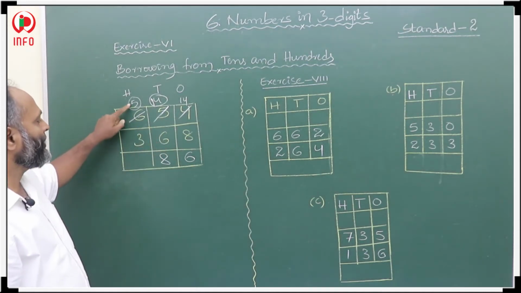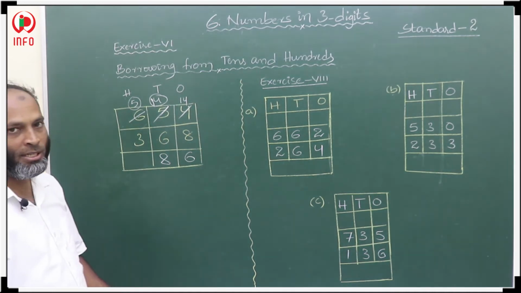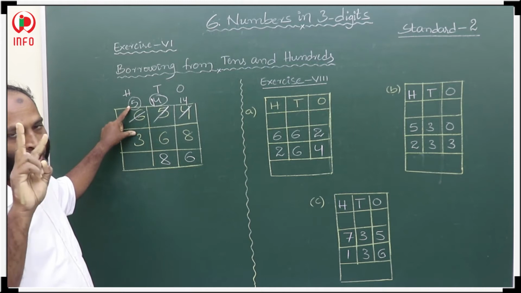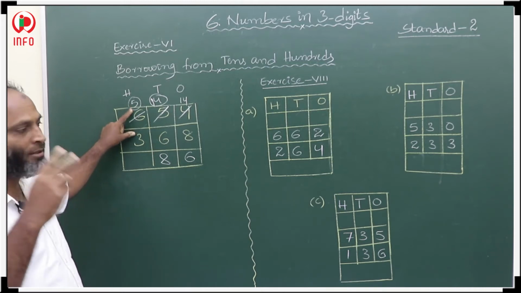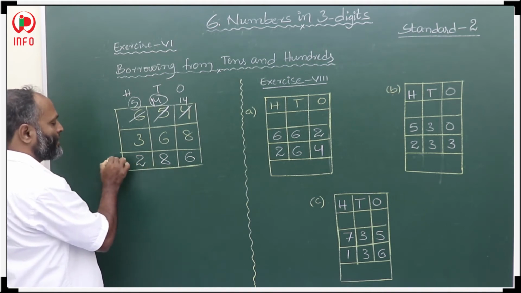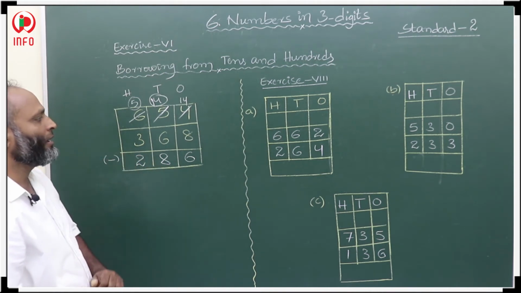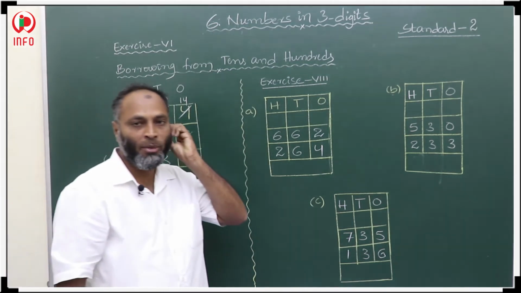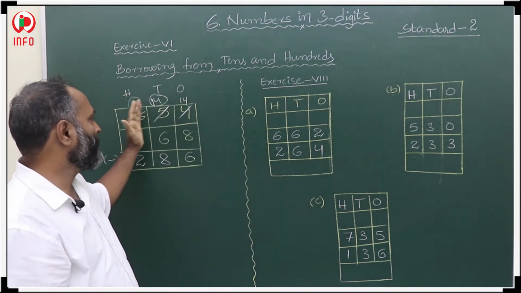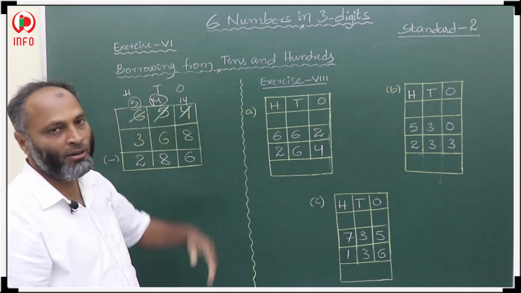Then after that, 5 minus 3. From 4 to 5 we have to count. 4, 5. Then how many fingers? 2 fingers. It means the difference is 2. So this is the difference. In this way we have to subtract. First we have to borrow from tens, then after that we have to borrow from hundreds.